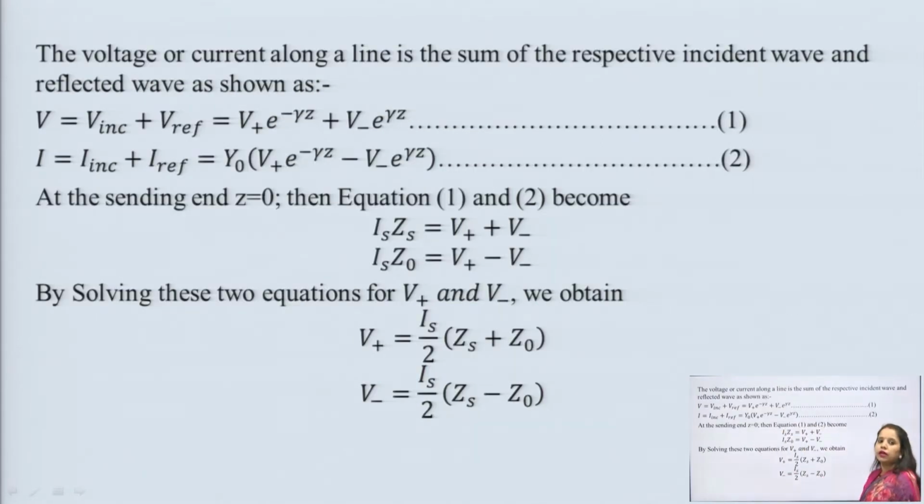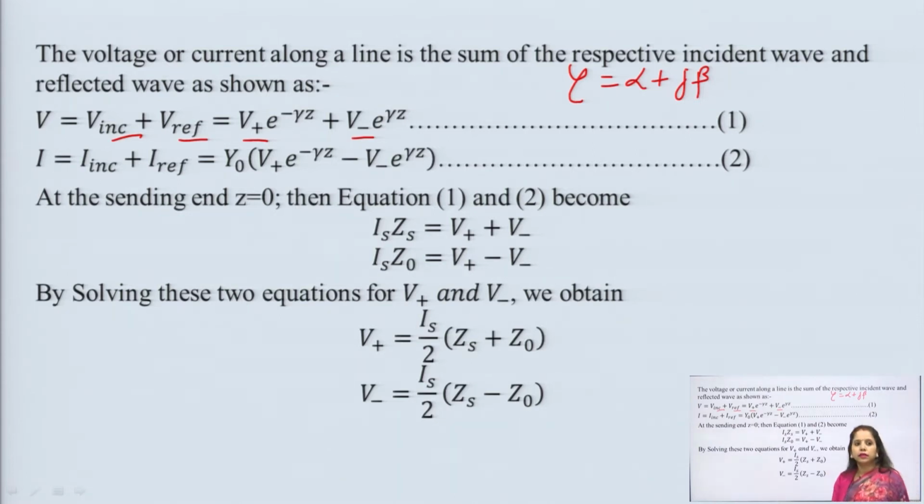Remember that the voltage or current along a transmission line is the sum of the incident plus the reflected wave. The incident wave is in terms of V plus and the reflected is V minus. The incident wave keeps on decreasing exponentially, that is why e to the power minus gamma z, and the reflected wave is opposite to that, e to the power gamma z. Gamma is our propagation constant, which is equal to alpha plus j beta, where alpha is our attenuation constant and beta is our phase shift.